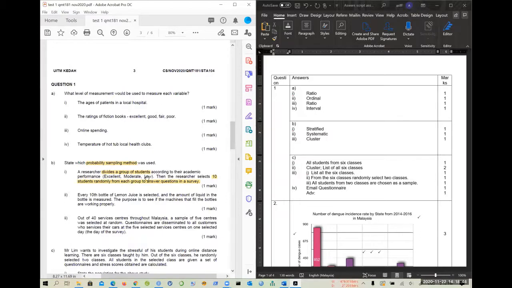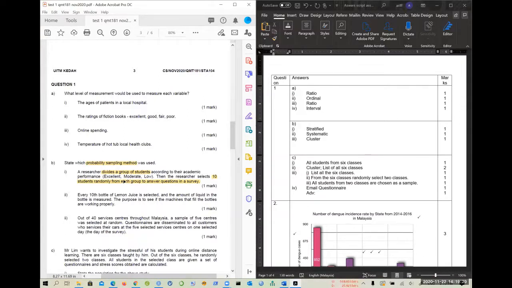If it divides, that means your answer is either stratified, cluster, or multi-stage. Multi-stage is ruled out, because for multi-stage you need to have another subdivision. But in this case the division is done only once, at one level only, according to academic performance. So multi-stage is not possible.